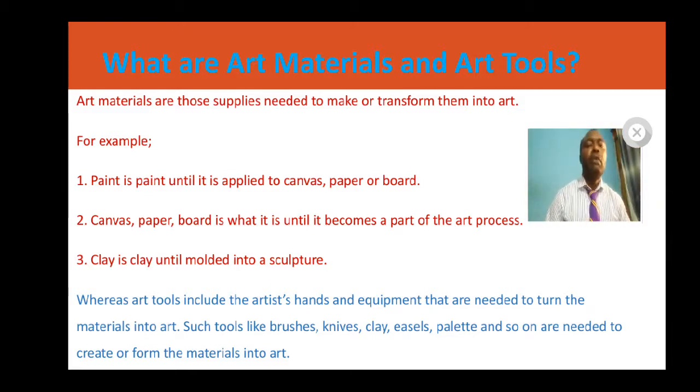When the paper is still the same as it is produced from the factory, it is still a material. But when it is transformed to a bag, to a shoe, to a painting, to a drawing, it is no more a material. It is now part of an artwork. Clay. Clay is a clay until it is turned to a sculpture. Until you mold it to a sculpture, it is still a clay.